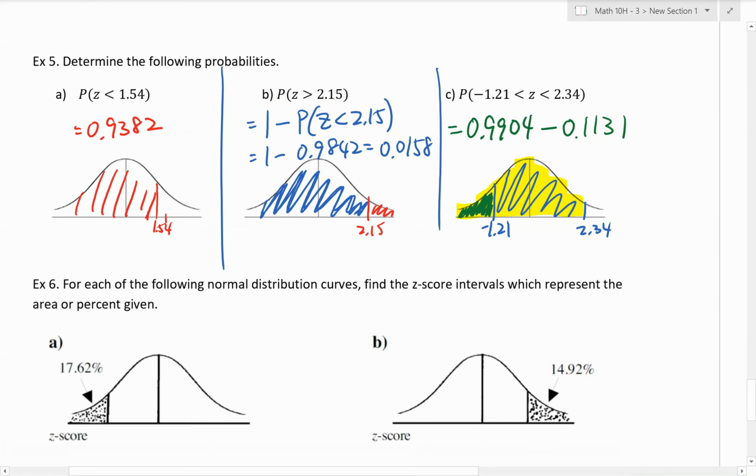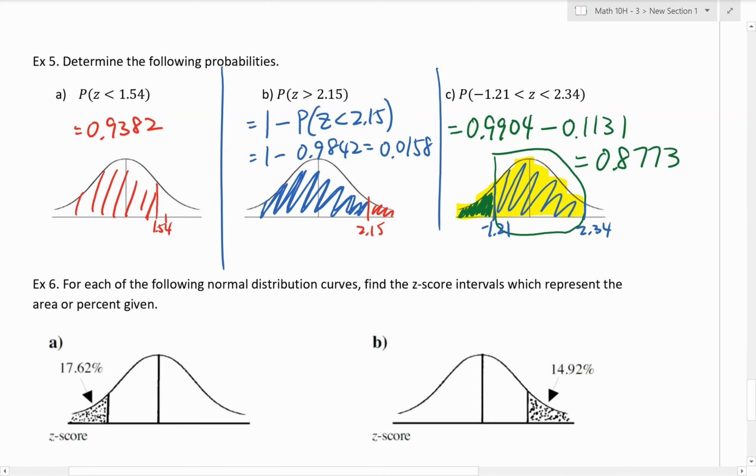Okay, now you can subtract them and get your answer. 0.9904 minus 0.1131 is 0.8773. Okay, so that would be the area that we're interested in. That's this piece right here.